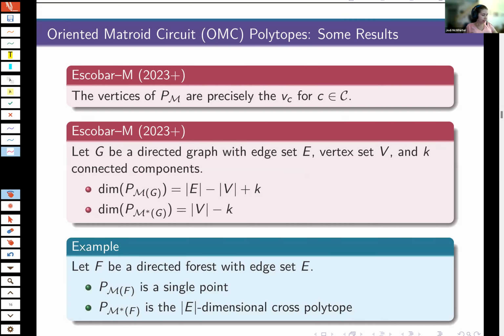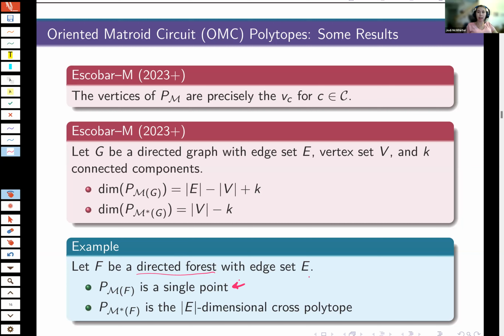And then this is kind of a result, but kind of an example. If we think about something that is a directed forest, what do we know about a forest? It doesn't have any cycles. And if it doesn't have any cycles, then the only circuit is going to be the zero vector. When I'm taking the convex hull of the zero vector, I get just a point. So the circuit polytope of a tree or a forest is going to be a single point.